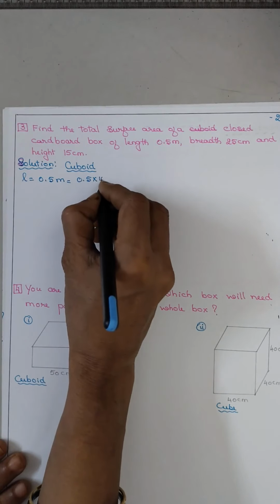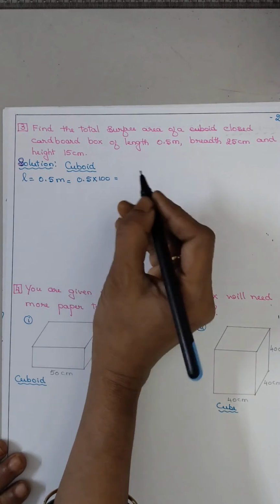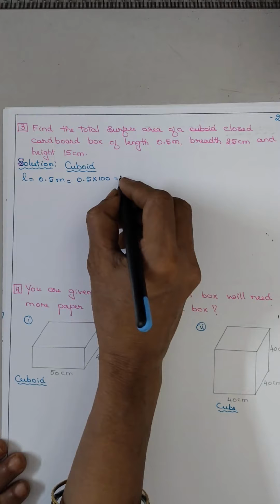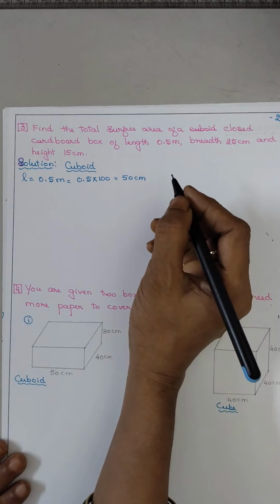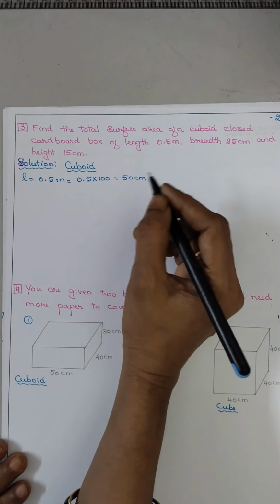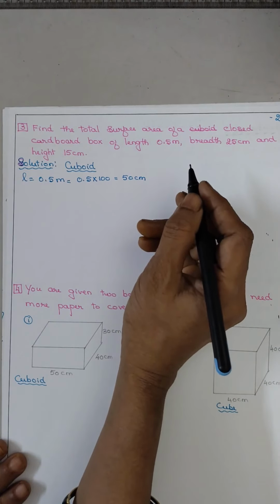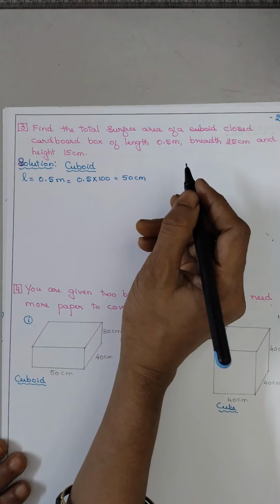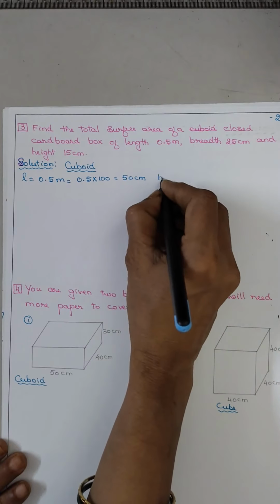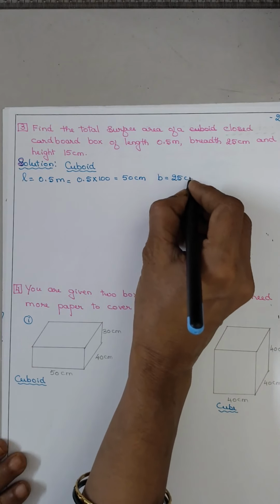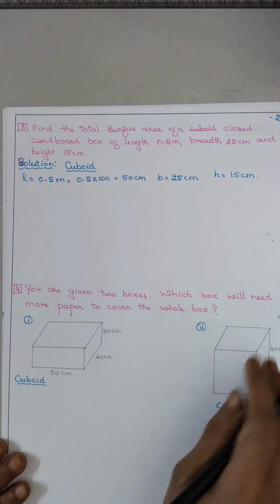0.5 into 100. The decimal moves 2 steps right. 1, 2. So it will be 50 centimeter. Hope everyone remember to convert meter to centimeter. In decimal, the decimal point moves to the right when you multiply by 10, 100 and all. If it is 100, 2 steps it has to move to the right. Breadth is given 25 centimeter and height is given 15 centimeter.